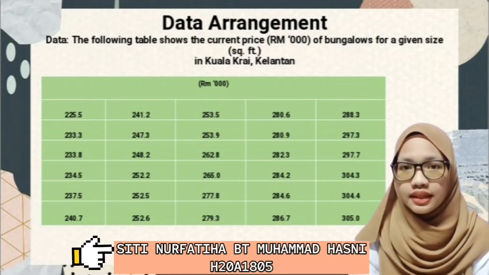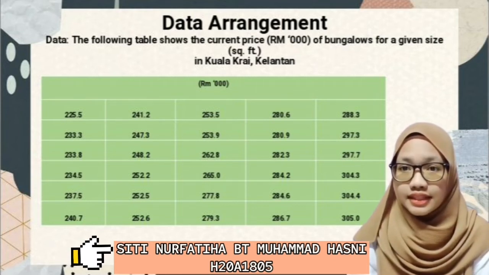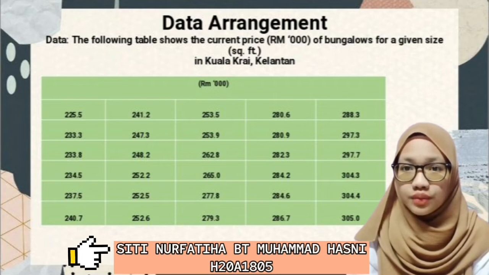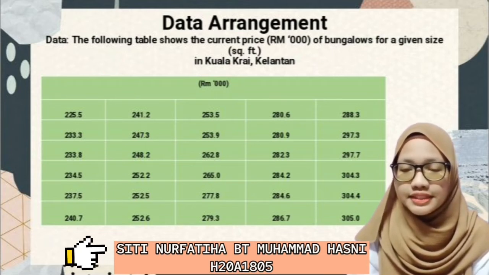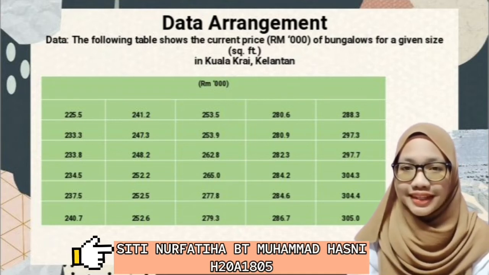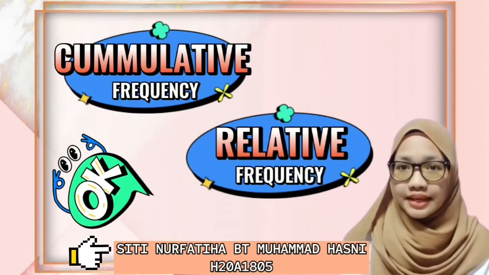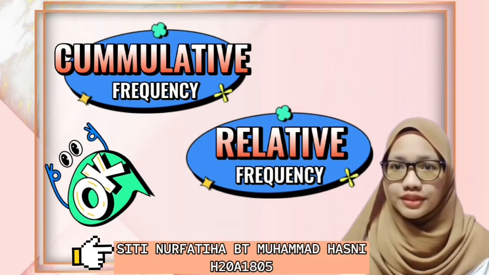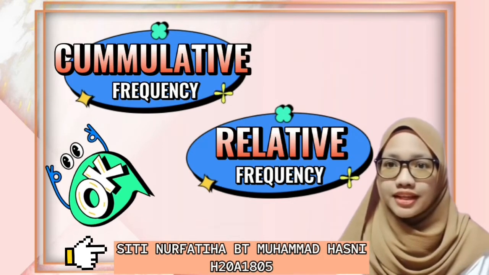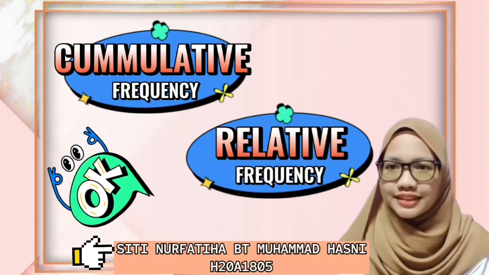Now I'm going to present about data arrangement. As you can see, this is data arrangement. The following table shows the current price of bungalow for a given size in Kuala Krai, Kelantan. The tables that I use to describe the data are relative frequency distribution and cumulative frequency distribution.